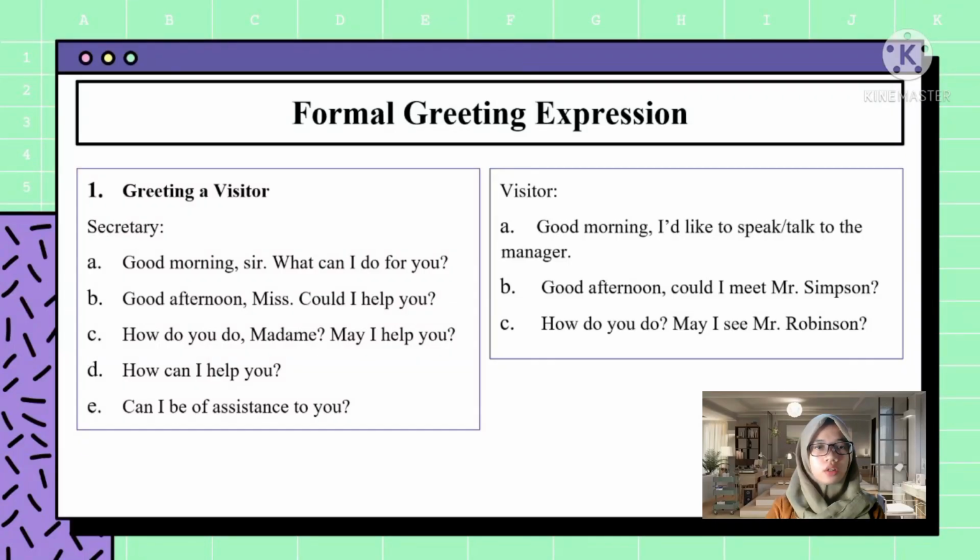When receiving visitors, the first important step is greeting them and finding out who they are and what they want. The first thing is greeting a visitor. The secretary will say, "Good morning, sir. What can I do for you?" Or, "Good afternoon, miss. Could I help you?" Or, "How do you do, madam? May I help you? How can I help you? Can I be of assistance to you?"